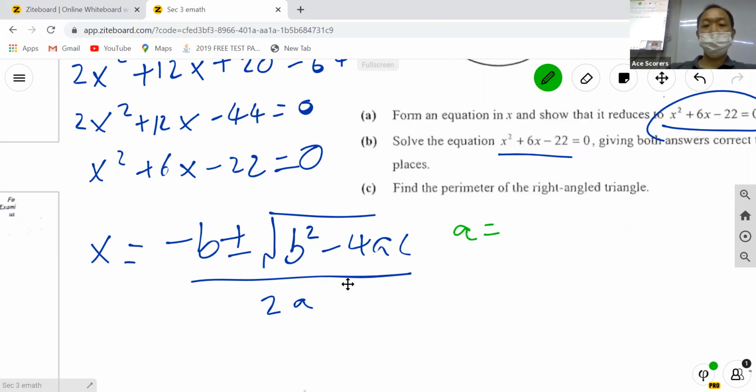So A is equal to 1, B equals to 6, C equals to negative 22. Okay? Do you know this one, ABC? Do you know how to get it? Elijah, do you know how to get ABC? A1, B6, C 22. Okay. Is it right?